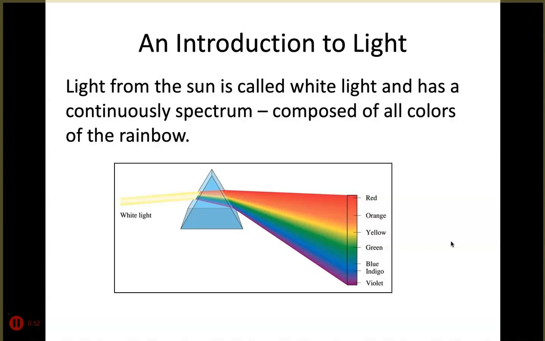When we're dealing with white light, it has a continuous spectrum. Why would you call it continuous? Well, from our perspective as humans, we see all the colors from red to blue.